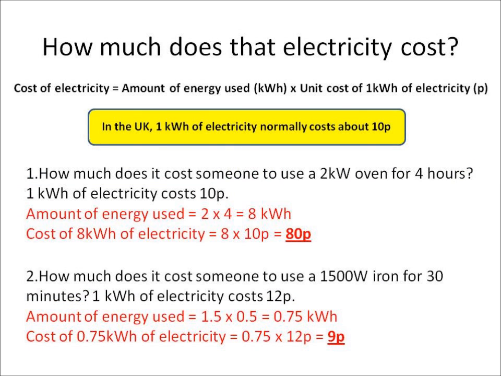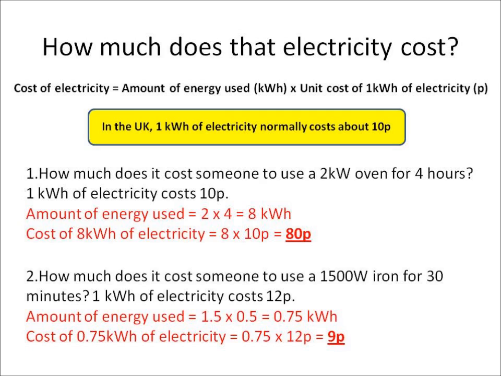Now, if we know how many kilowatt hours of electricity have been used, and we know the cost of each kilowatt hour of electricity, we can work out how much it's going to cost you to use different electrical appliances. So let's look at an example.